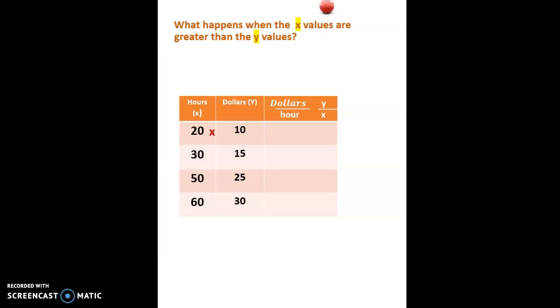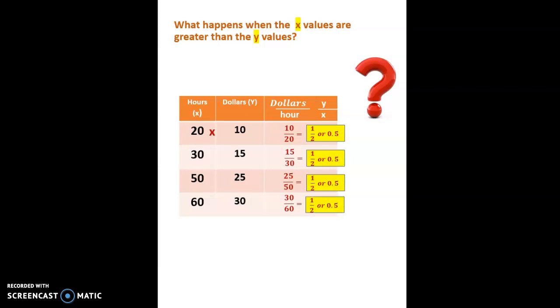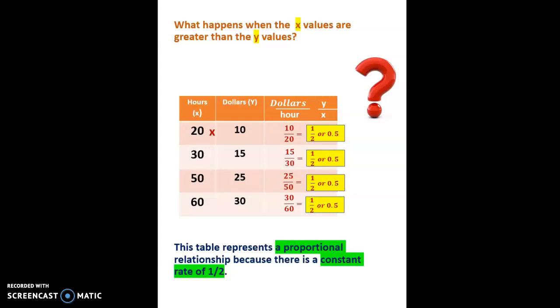So we're going to put the 10 over 20, 15 over 30, 25 over 50, and 30 over 60, right? Now you can use your calculator and divide and get 10 divided by 20, or you can simplify the fraction, right? Divide them both by 10 and you would get 1/2. So we get 1/2 or 0.5, right? The 0.5 comes from 10 divided by 20 and you would get 0.5. Same thing for each of these. So the table is a proportional relationship because there is a constant rate of 1/2, or you could say there's a constant rate of 0.5.